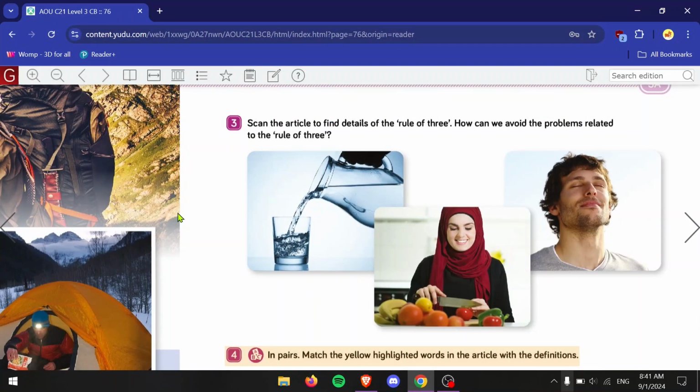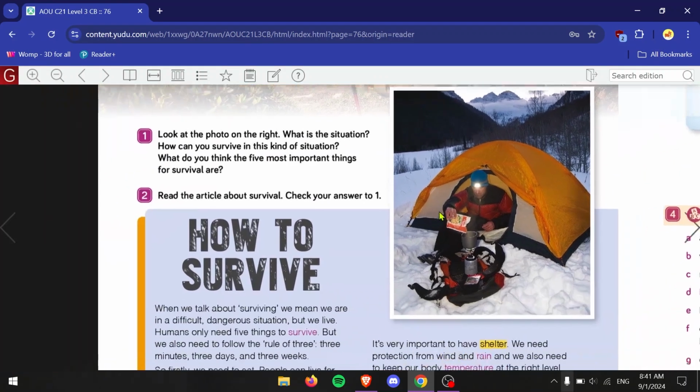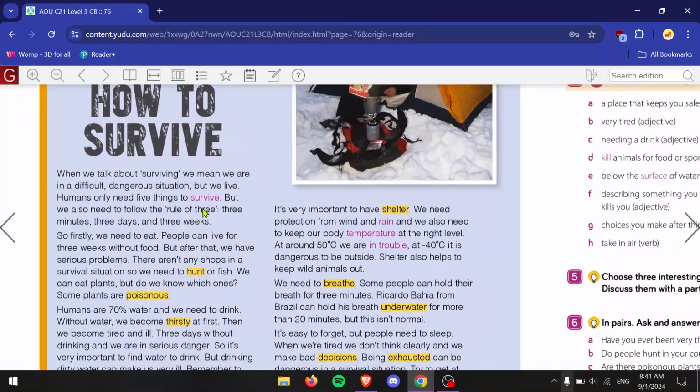Scan the article to find details of the rule of three. How can we avoid the problems related to the rule of three? Okay, so if you read the text, the rule of three is basically 3 minutes, 3 days, and 3 weeks. You can't hold your breath for that long, so 3 minutes is probably your max. 3 days without water, and 3 weeks without food.